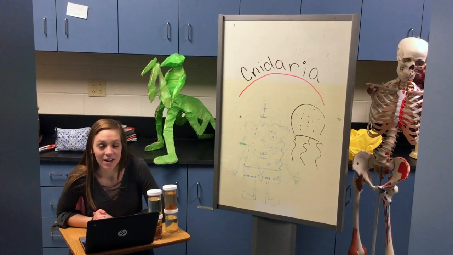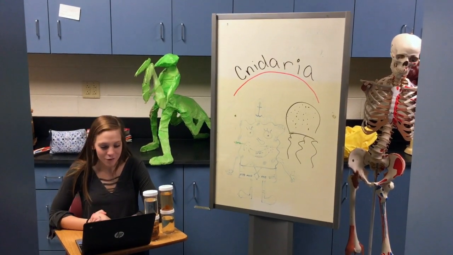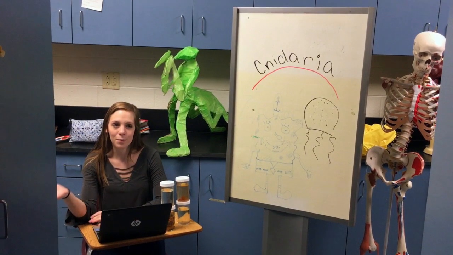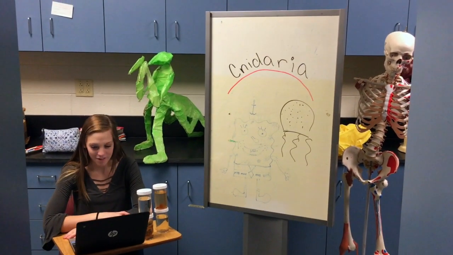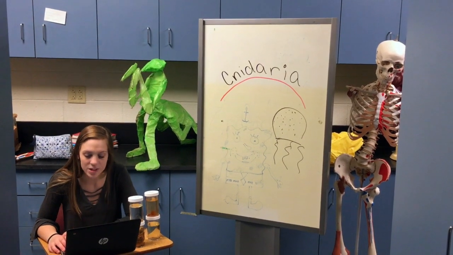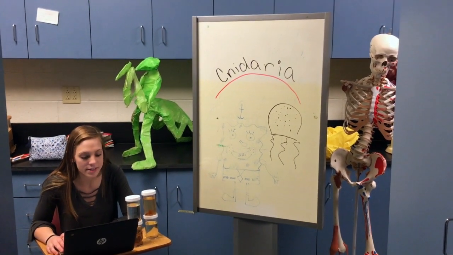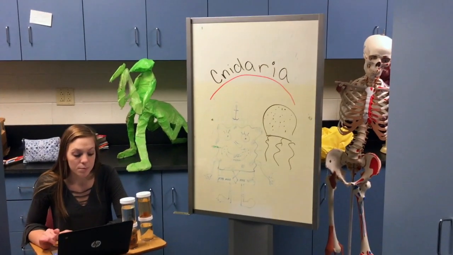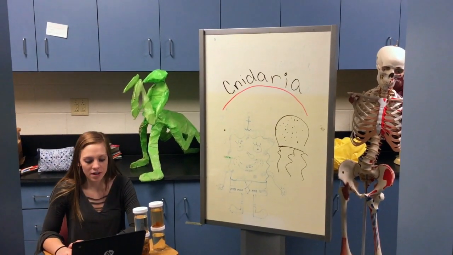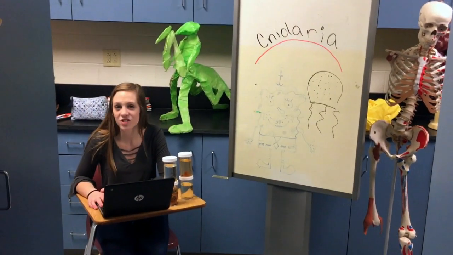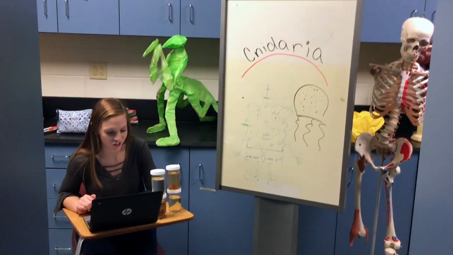Now, cnidarians have to reproduce as it's a part of life. Most cnidarians are dioecious, which means they have separate male and female reproductive systems. They're not hermaphrodites. Sperm and eggs may be released into the gastrovascular cavity or to the outside of the body. In some instances, eggs are retained in the parent after fertilization. However, medusae nearly always form by budding from the body wall of a polyp, and polyps form other polyps by budding, which is a form of asexual reproduction.